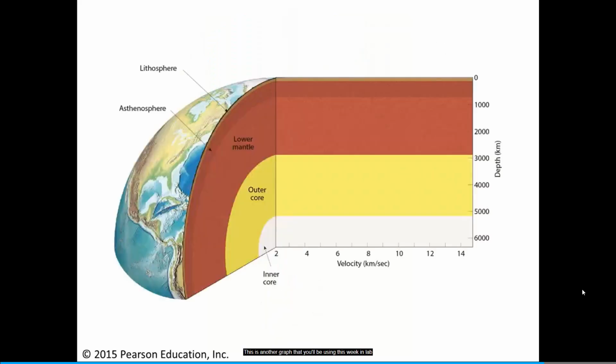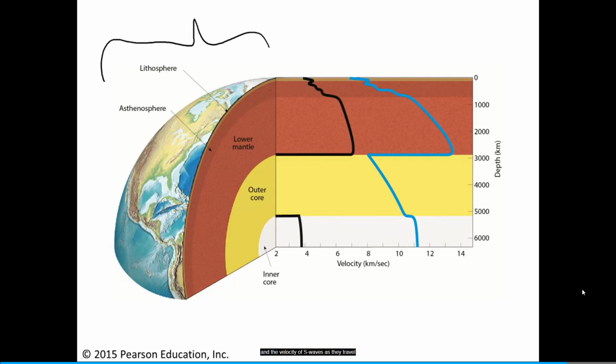This is another graph that you'll be using this week in lab to answer some questions. Basically, it's a similar cutaway of the planet, where you can see over here on the left side of the picture a typical cross-section through Earth's interior. And then the right side of the diagram is a graph, and that graph shows the velocity of P waves and the velocity of S waves as they travel through the different levels in Earth's interior.